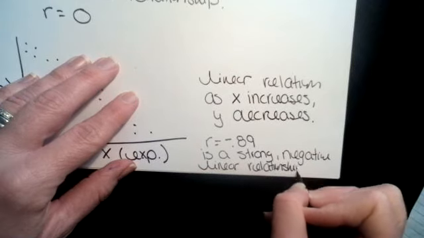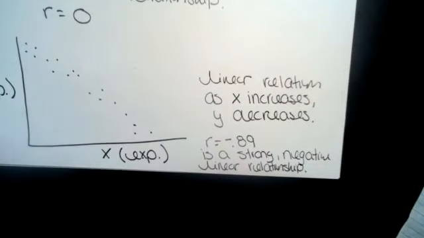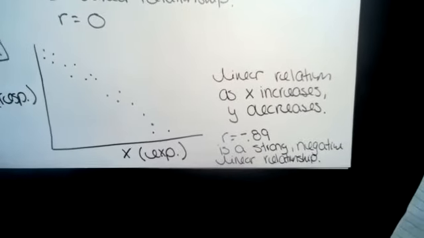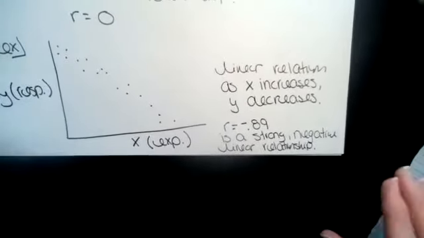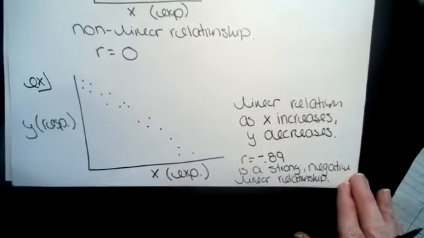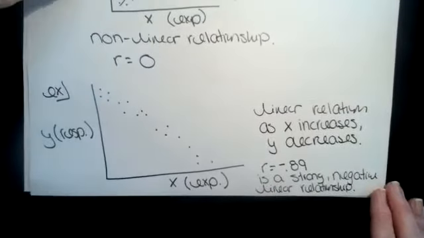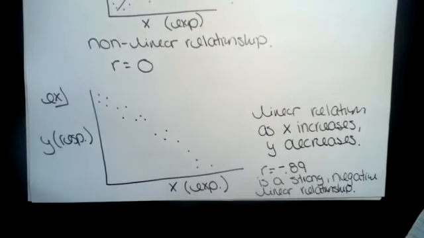And of course, when you're talking about this and you're writing this up for me, you're always going to discuss the context of the problem. So if you're looking at height and weight, you would say, oh, there's a strong negative linear relationship between height and weight, just that kind of thing. So it's still the same statement. It's just you're adding the context to it, adding some meat to the problem.